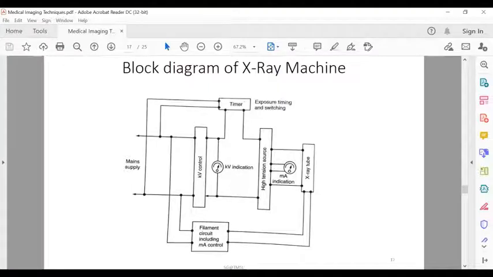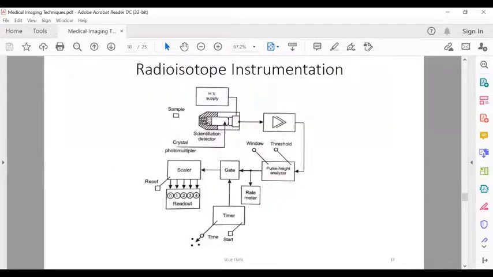So that is the X-ray machine properties, including the film processing. So next is the radioisotope instrumentation. Radioisotope techniques are based on counting the number of nuclear disintegrations that occur in a radioactive sample during a certain time interval.